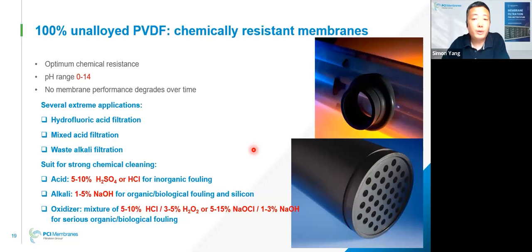We all know that membranes need to be chemically cleaned to restore their permeability. The higher the CIP chemical strength, the better the flux recovery effect, and the lower the possibility of irreversible flux decline. Here we can see what kind of chemicals TMF can handle for CIP: 5 to 10% acid, 1 to 5% caustic soda, and we can even do bleach oxidizer cleaning, like bleach at 5 to 15%. It's very high.